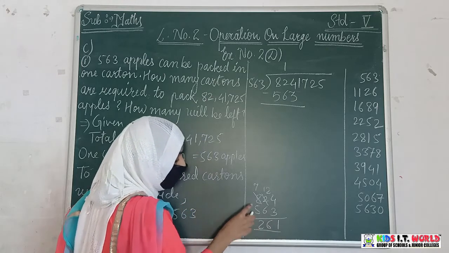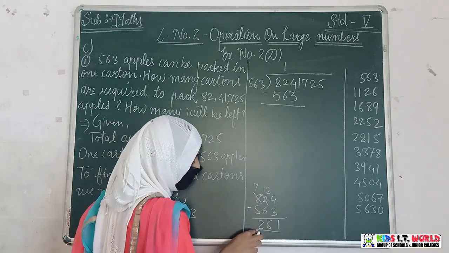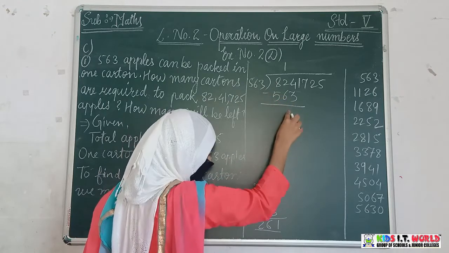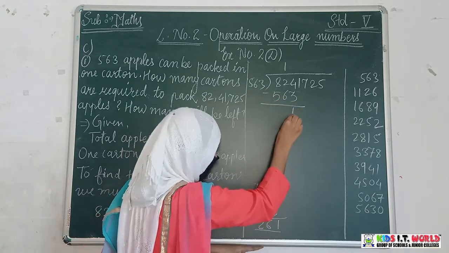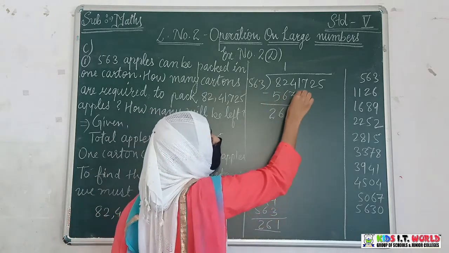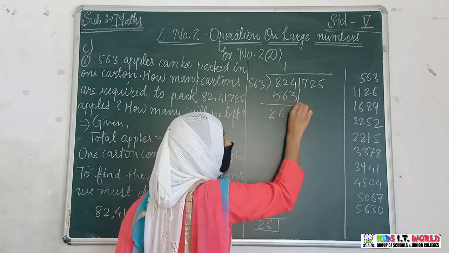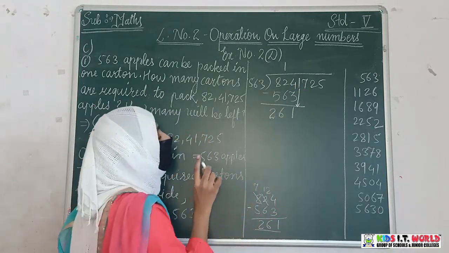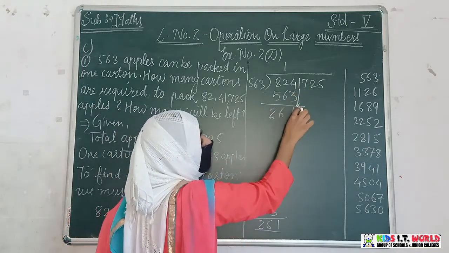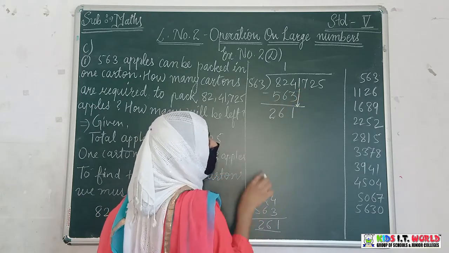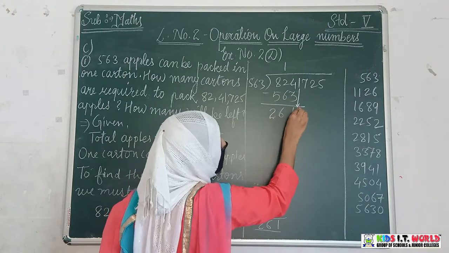So what is the remainder? The subtraction gives 261. Write it properly down on the ones place: 1, then 6, and then 2. Now in the next step, we have to bring one number down. At each step you have to take one number only. You can't take two numbers directly. One by one you have to take one number. So first we will take 1 here.